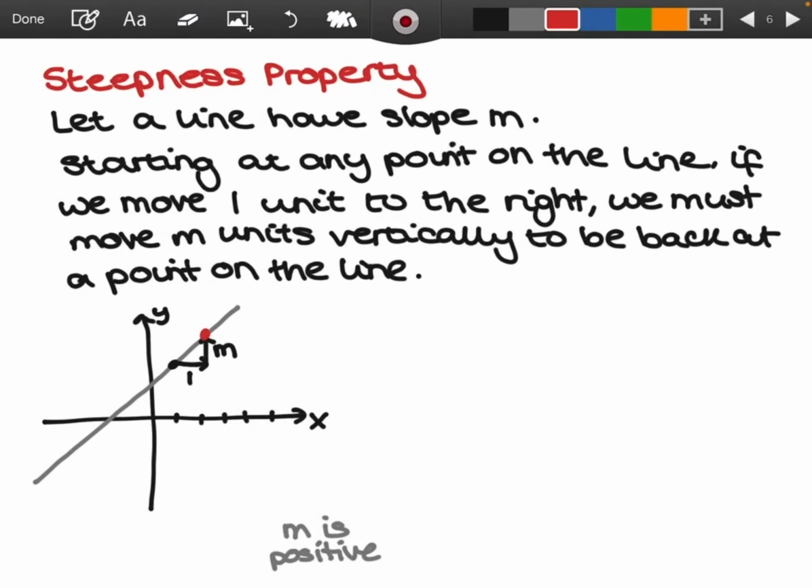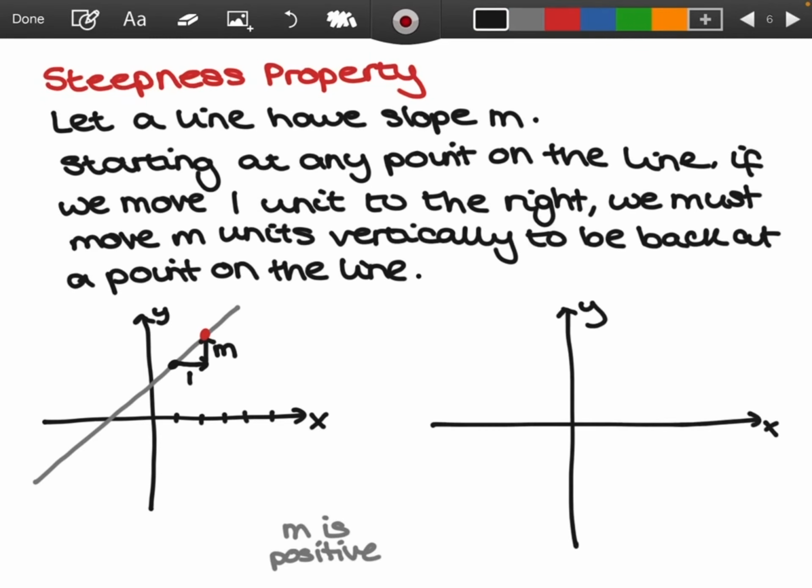What happens if m is negative? Well, if m is negative, then let's sketch out another quick graph here. If m is negative, you'll find that the line falls as you go from left to right. So it will look something maybe like this. This line has negative slope. We don't know what the intercepts are. We don't really care what the line is. It's just a line with negative slope. So in this case, m is negative because it falls as you go from left to right.